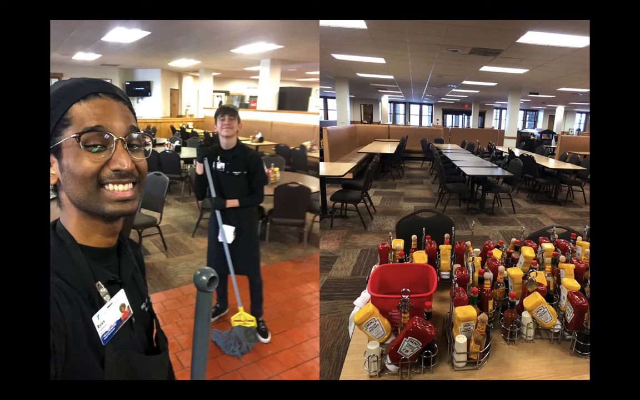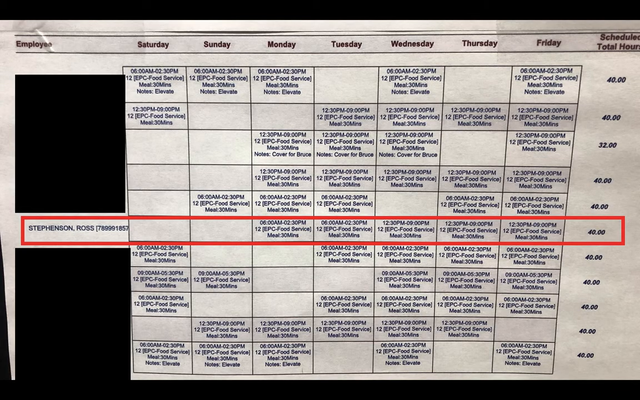Sometimes I would work in the daytime, as you can see outside here in the window. Sometimes I would work in the nighttime. It really depends. So I had shift work. You can see here, that's me, Ross Stevenson. And my shift work, for example, here on Mondays, I work in the AM.